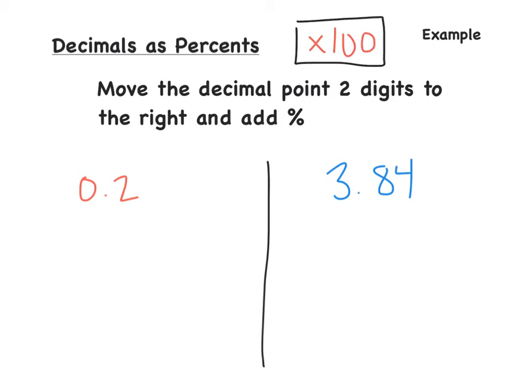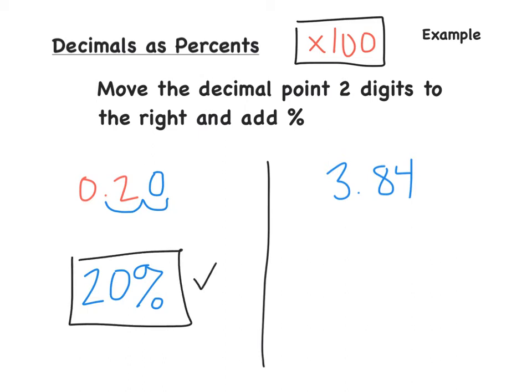So let's look at the first one. We have 2/10. So all we have to do is take the decimal point, move it 2 places to the right, and then add the percent sign. So if we move it 2 places to the right, add that 0, we would have 20, then add the percent. So 2/10 can be written as 20%.